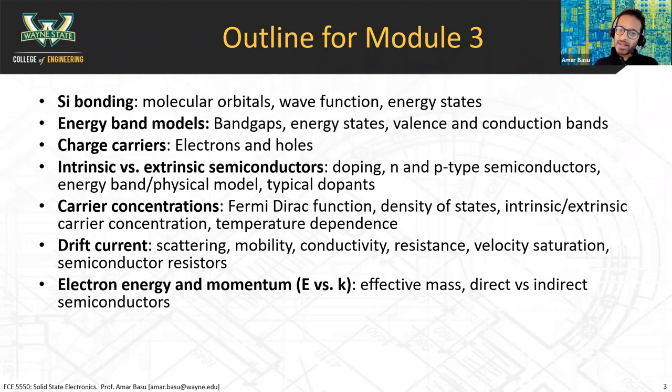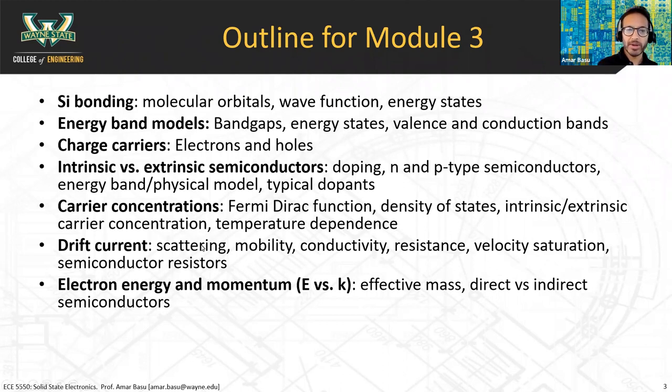Now that we know how many we have, we can talk about how they move. How quickly do they move in the presence of a voltage applied to the material? You can think about this in the context of a resistor, the most basic electrical element. You apply a voltage to that resistor and you get a current. We're going to understand where that whole idea of drift current comes from in a semiconductor.